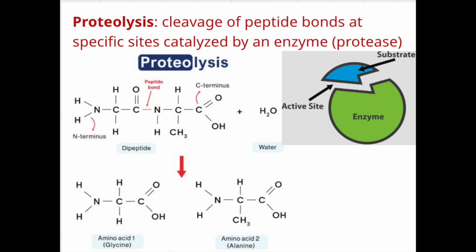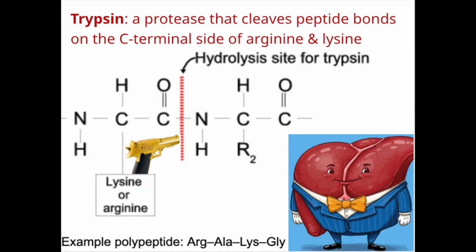Option 2, proteolysis, the surgical strike. Proteolysis is enzyme catalyzed cleavage of peptide bonds at specific sites. Now, on the topic of breaking peptide bonds, I'd like to introduce you to trypsin, the hitman of the pancreas. Trypsin is a protease that cleaves peptide bonds on the C-terminal side of arginine and lysine in a process of proteolysis. Give trypsin a chain like the example at the bottom, arginine, alanine, lysine, glycine, and trypsin will slice after the arginine and lysine only. Precision protein dissection.